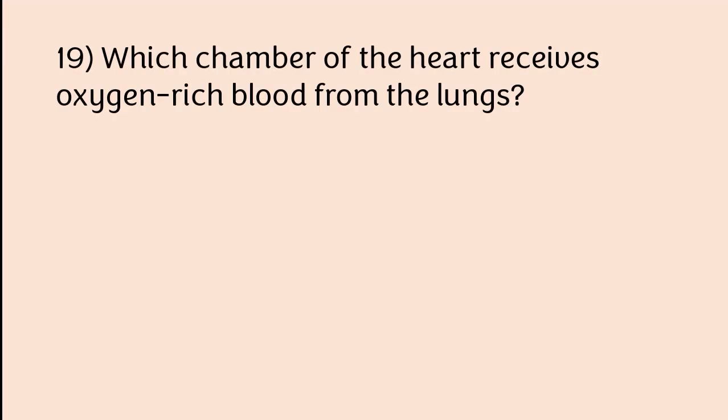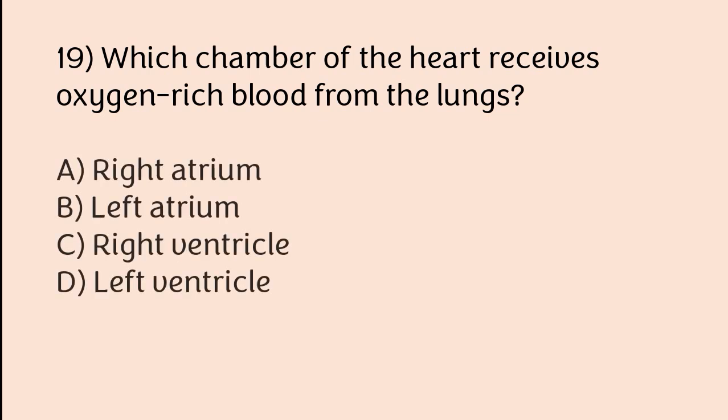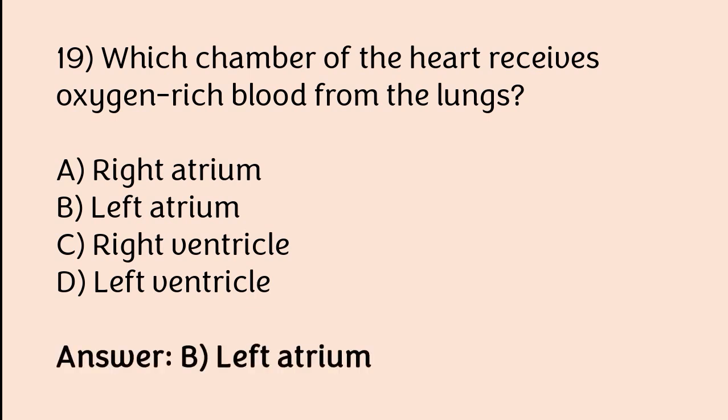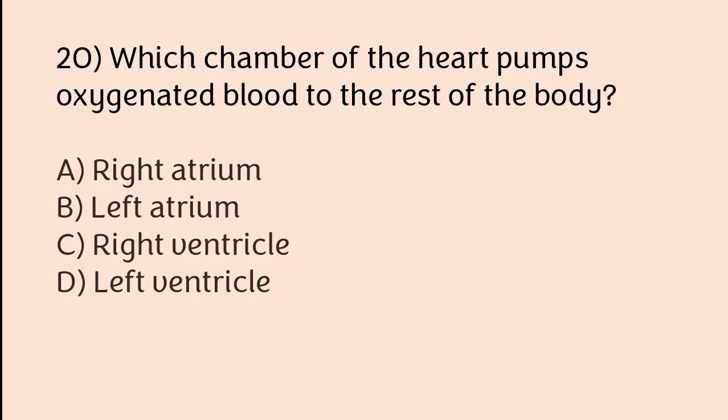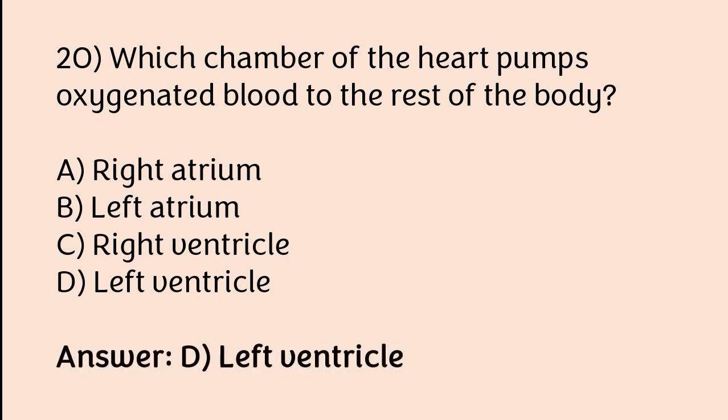Which chamber of the heart receives oxygen-rich blood from the lungs? Right atrium, left atrium, right ventricle, left ventricle. The correct answer is option B, left atrium. Which chamber of the heart pumps oxygenated blood to the rest of the body? Right atrium, left atrium, right ventricle, left ventricle. The correct answer is option D. Left ventricle chamber of the heart pumps oxygenated blood to the rest of the body.